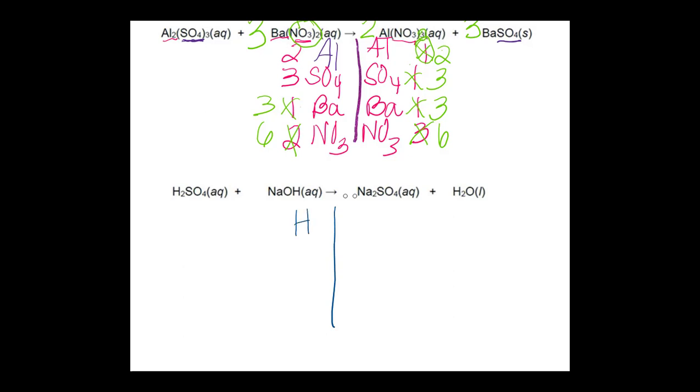I have hydrogen. Now I have sulfate again, SO4. Do I have SO4 on the right? I do, so I can keep it together. I also have Na, sodium, and then this is mixed with hydroxide. Is there OH on the right side? Well, remember H2O is the same as HOH. So if you want to keep it together, you can, or we can split it apart.